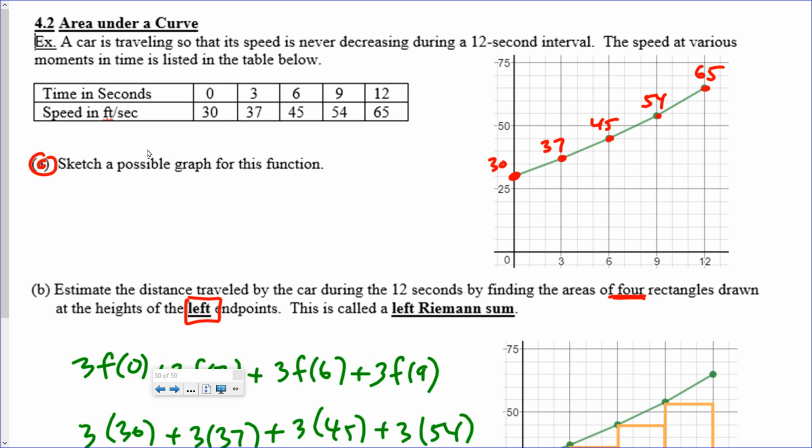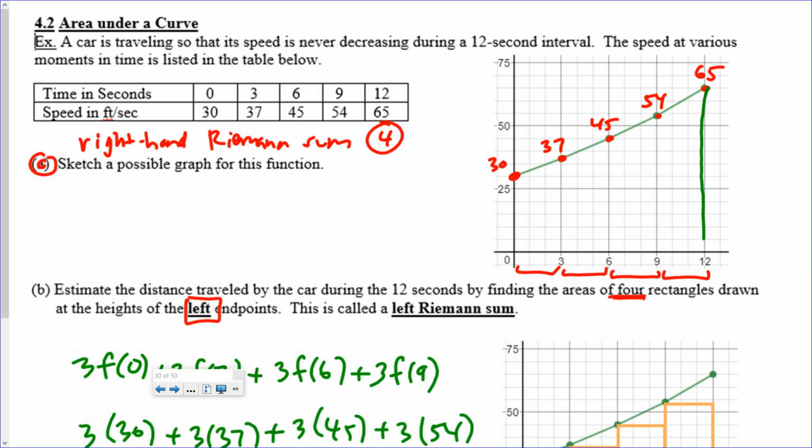Letter C says this is a right-hand Riemann sum. And how many rectangles does it say? Is it 4 rectangles still? Okay, so we're going to do 4 rectangles. You can see if there's 4 rectangles, then again, I'm going in the same subintervals that I had before. But this is right hand. I'm going to pull from the right-hand value. Do you guys see that? So that's a right-hand Riemann sum.